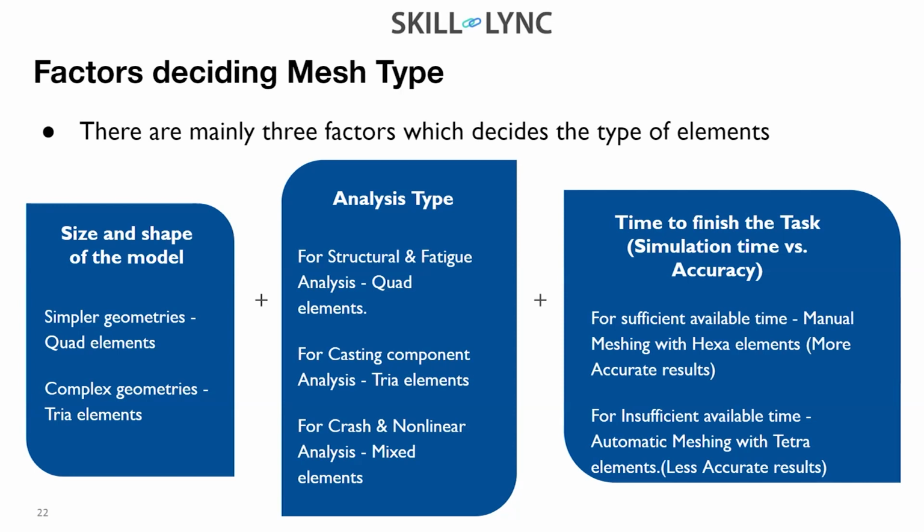The points will be decreased. And if the points are decreased, the stiffness matrix size will be decreased, and it will take less time. So depending upon the time in which you want the simulation to finish, what type of analysis you are doing, and the size and shape of the model, these are the three factors on which your mesh element type varies.